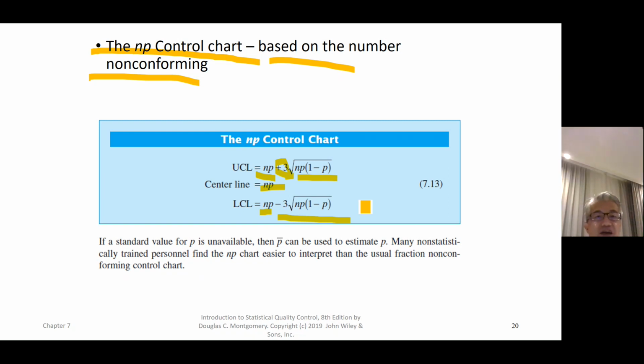If a standard value of p is unavailable, then p bar must be used to estimate p. So we need to estimate the unknown parameter p. Many non-statistically trained personnel might find np much easier to interpret than the usual fraction nonconforming control chart. So np will be much more preferred by practitioners.